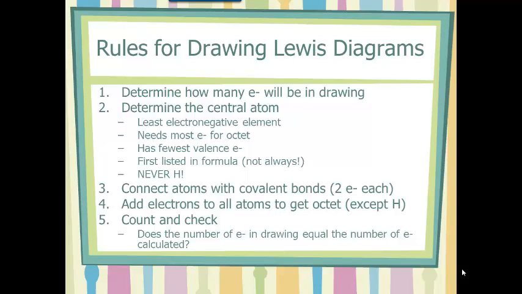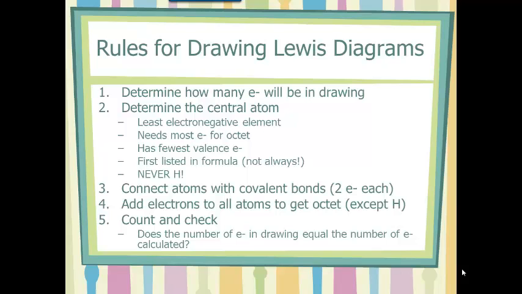Then, once you choose the central atom, connect the other elements around it, bond them all with one single covalent bond with 2 electrons, and then you want to add electrons to every atom in the diagram to give them the octet. Now, the only exception to this is hydrogen. Remember that hydrogen only needs 2 valence electrons to satisfy it, but every other element in the periodic table wants 8. And then finally, do your count and check. Does the number of electrons you have in your drawing equal the number of electrons that you calculated? If it does, then you're done, and you probably have a good Lewis diagram.